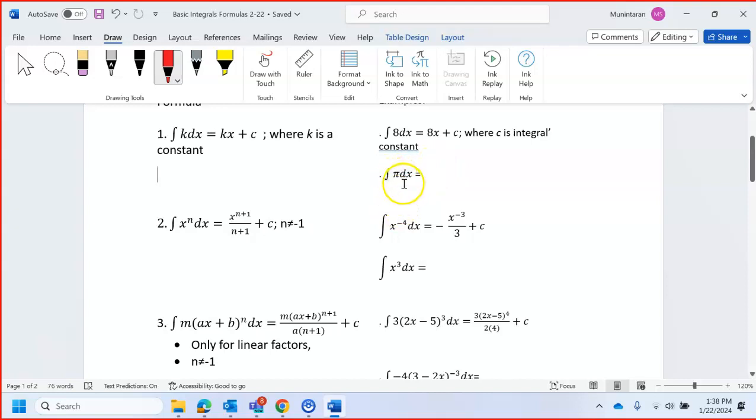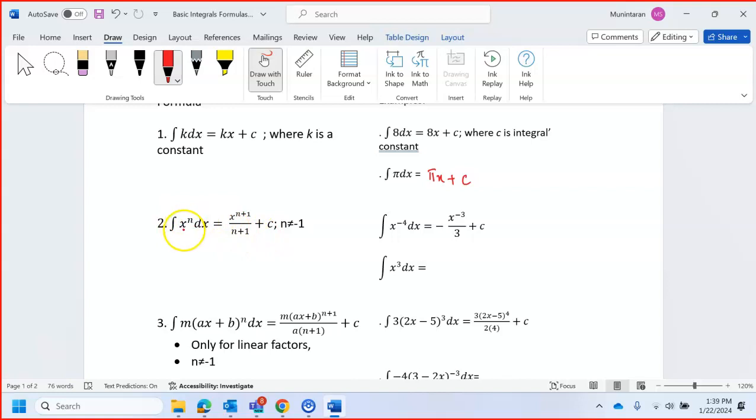The next example here, you have integral of pi dx. We know pi is just a constant, 3 point whatever. So you're going to get your outcome to be, okay, that'll be pi x plus your c. Pi is just a constant. No need to be worried, no need to be panicky.